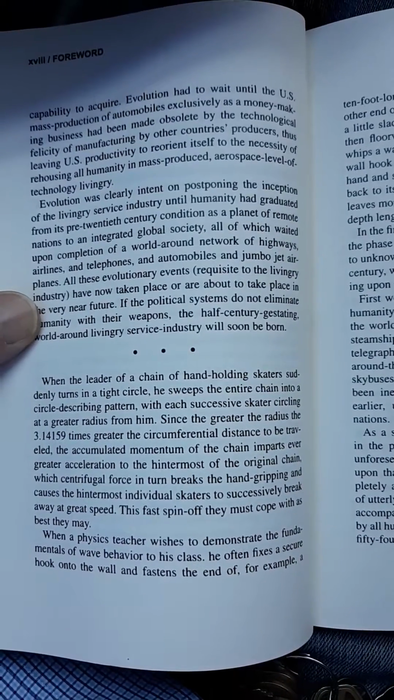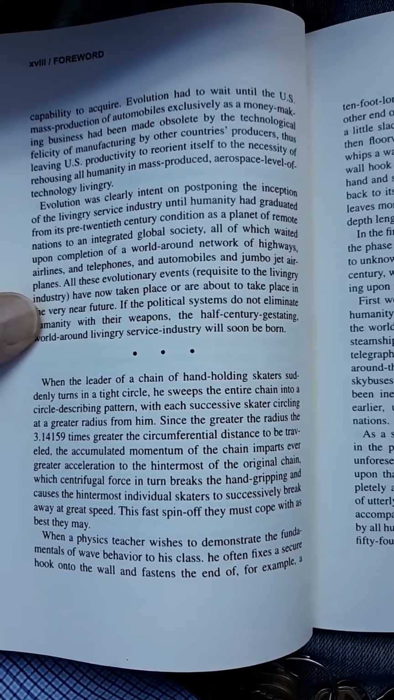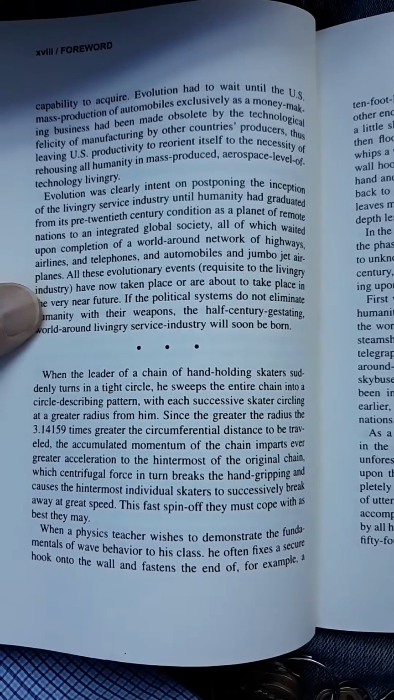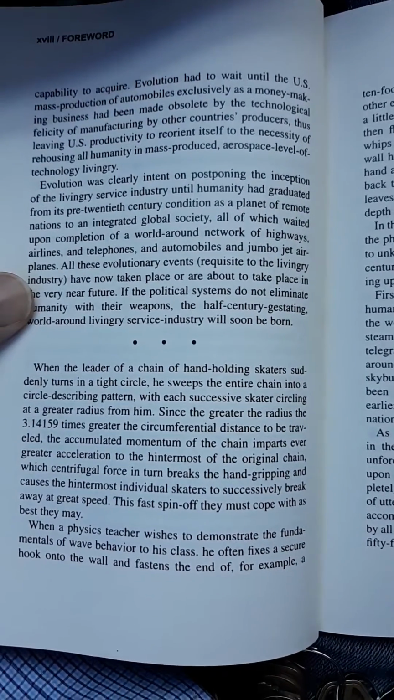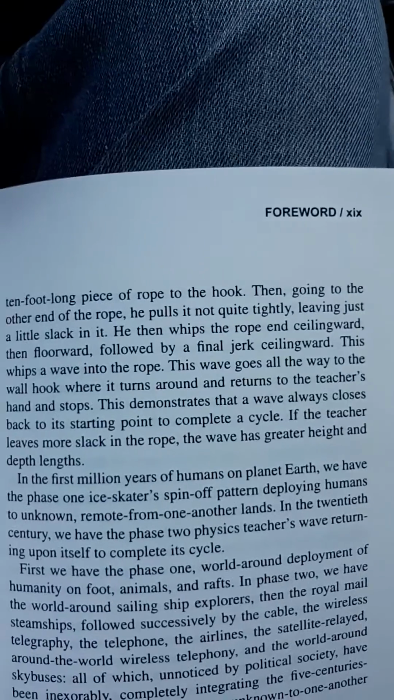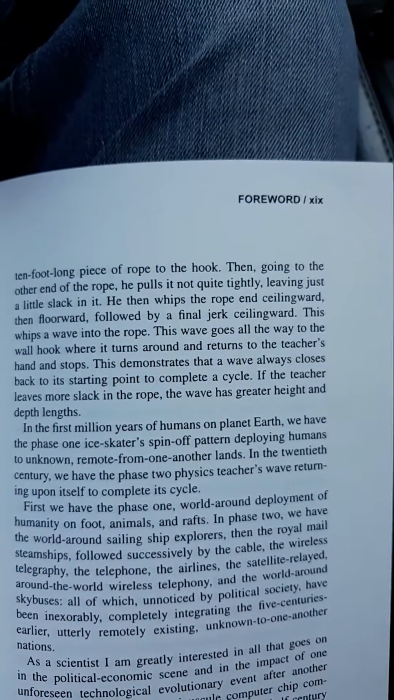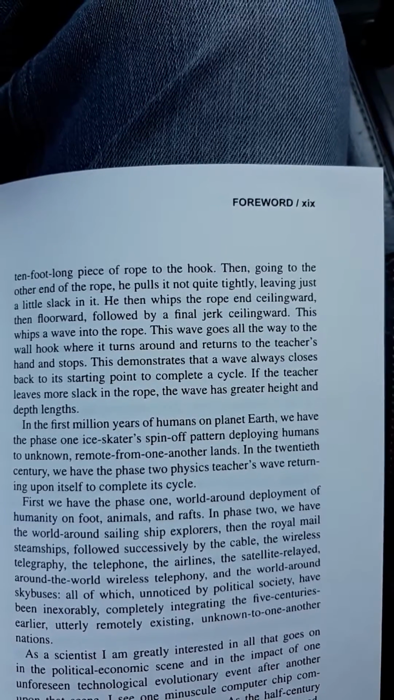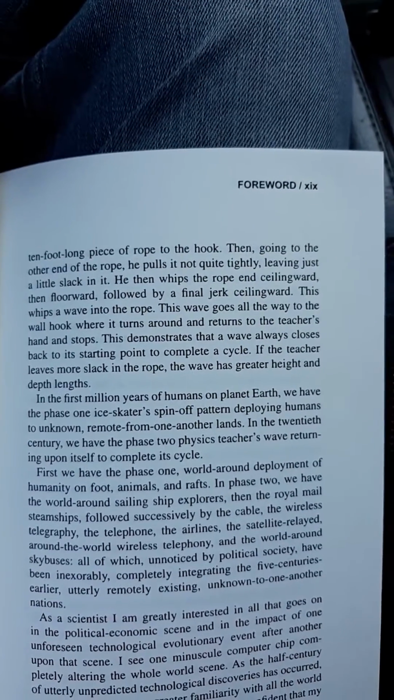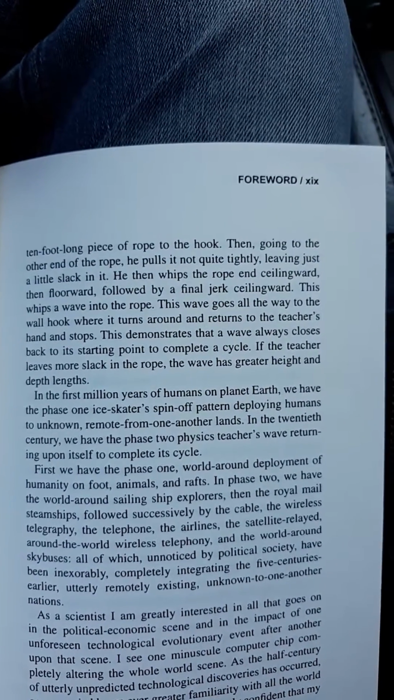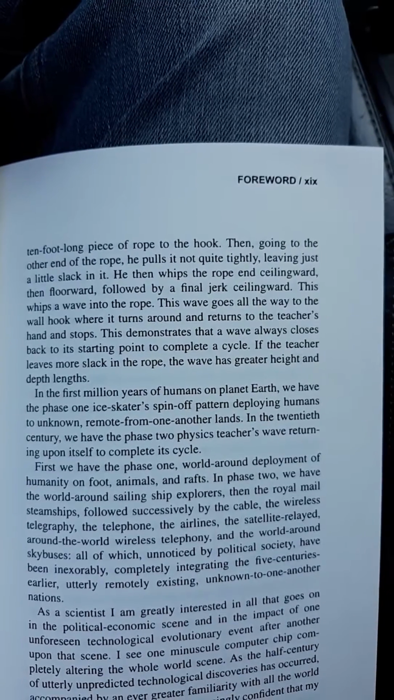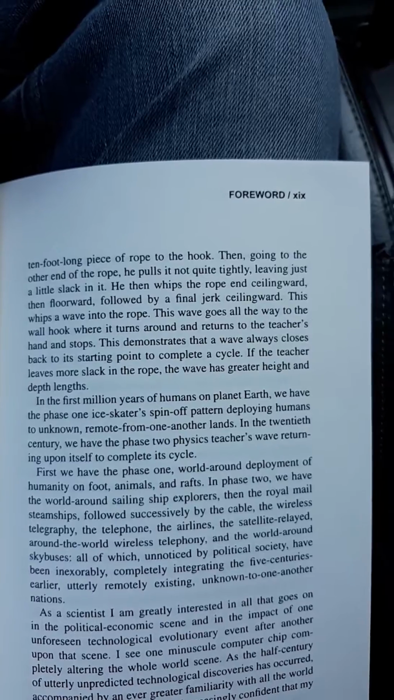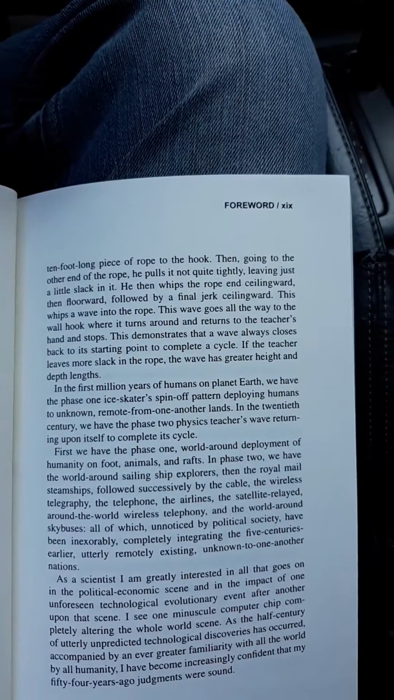When a physics teacher wishes to demonstrate the fundamentals of wave behavior to his class, he often fixes a secure hook onto the wall and fastens the end of, for example, a 10-foot-long piece of rope to the hook. Then, going to the other end of the rope, he pulls it not quite tightly, leaving just a little slack in it. He then whips the rope ceilingward, then floorward, followed by a final jerk ceilingward. This whips a wave into the rope.